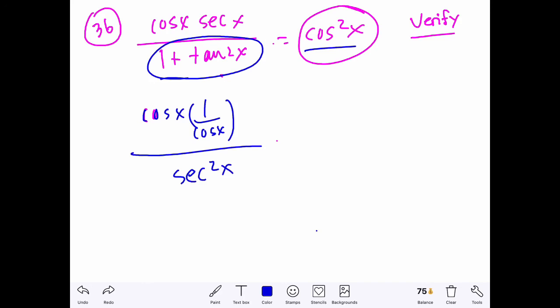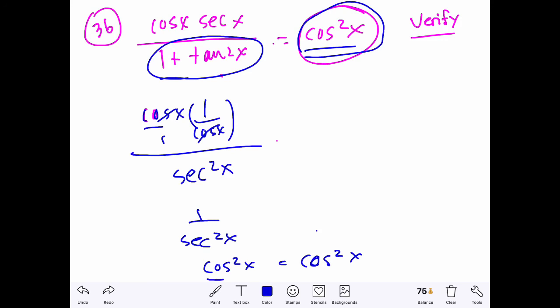Well, cosine over cosine cancels here up top, and I'm left with 1 over secant squared. Well, 1 over secant squared is the same as cosine squared, right? Because cosine of x equals 1 over secant of x, and it applies with squared as well, okay? So cosine squared equals cosine squared. I've made it look like my other side here, and I've verified, okay, showing your steps as you go. Okay, make sure you show the process you go through. Okay, thank you.